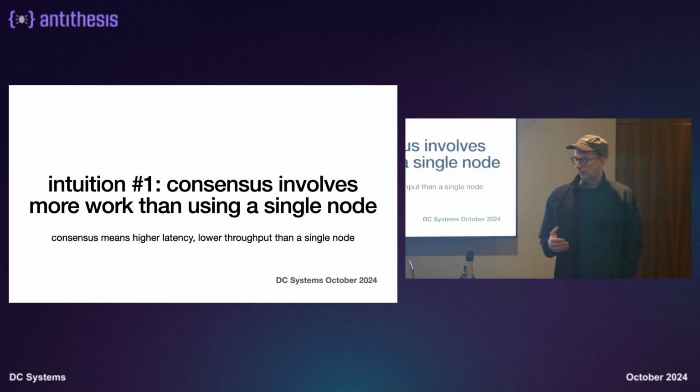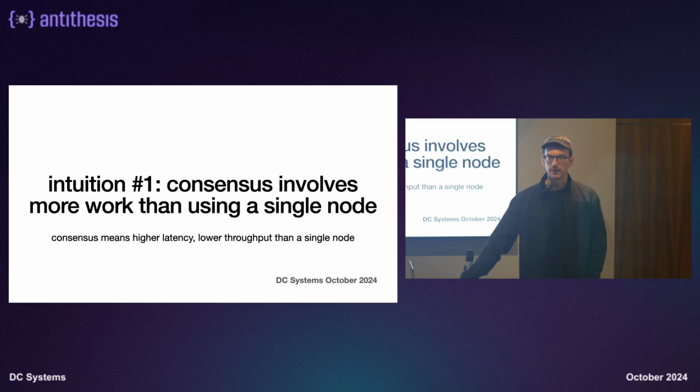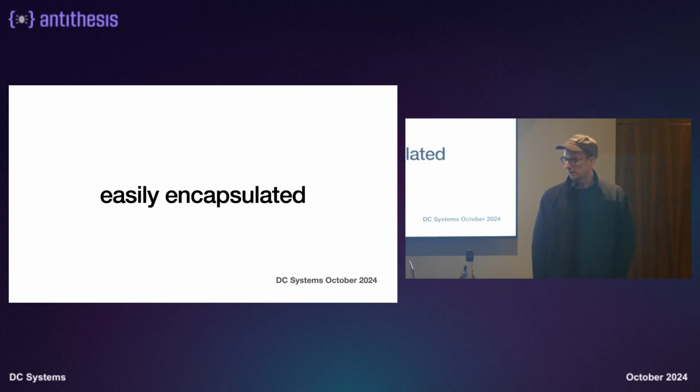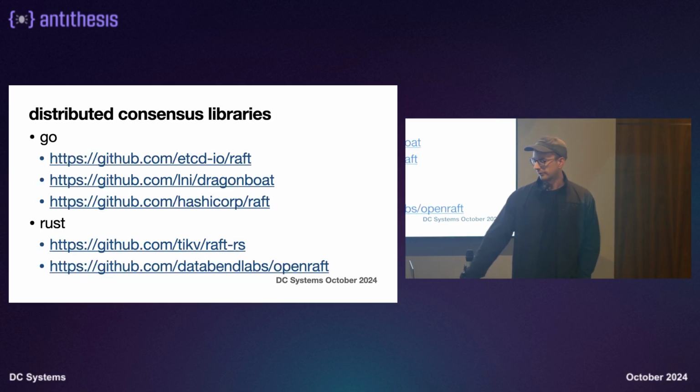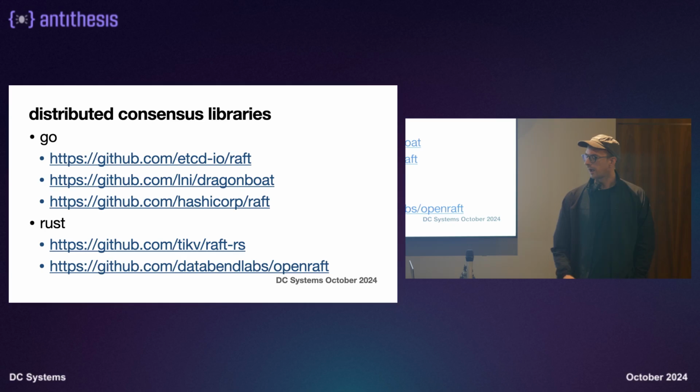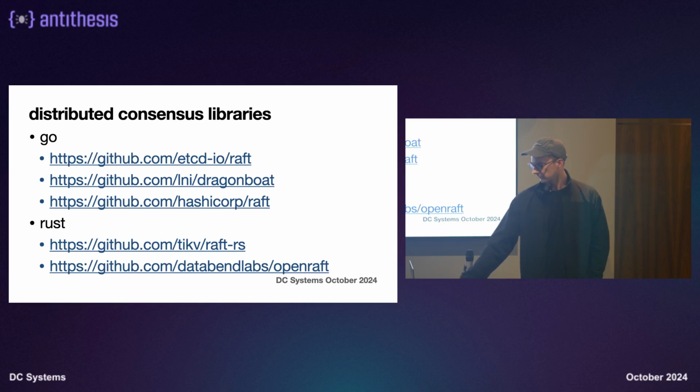So consensus, in other words, means higher latency, lower throughput than if you were just doing reads and writes in a single node. One of the nice properties of distributed consensus, though, is that it can be easily put into libraries. These are a bunch of them. I don't particularly recommend you looking at these for learning the system, but these are good production libraries.